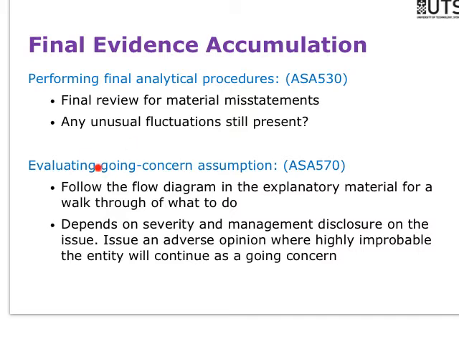We then want to evaluate the going concern assumption. Okay, importantly, this is under ASA 570. Every year, the auditor needs to assess whether or not they expect the client to continue operating for the next 12 months. So they're going to conduct analytical procedures, run ratios on the liquidity and the solvency of the company, and decide, will this company continue to operate?